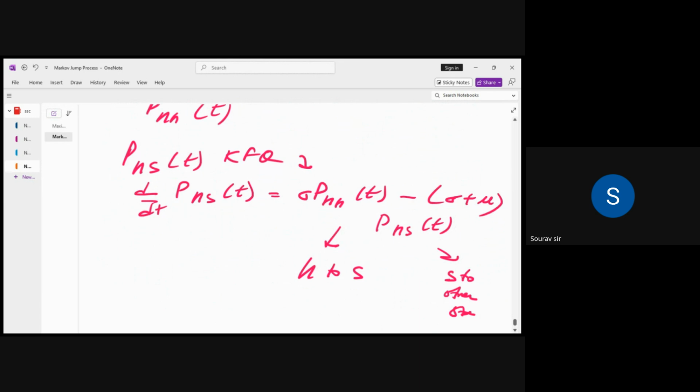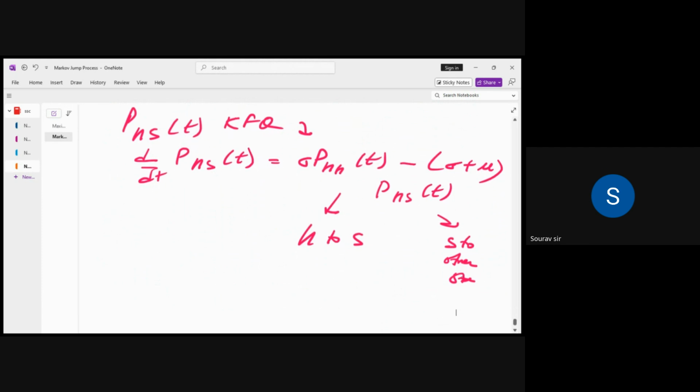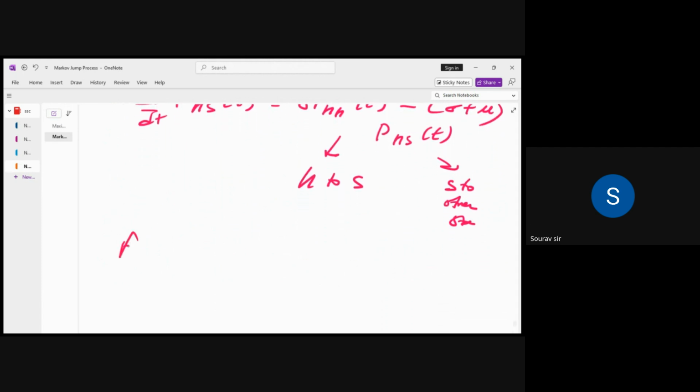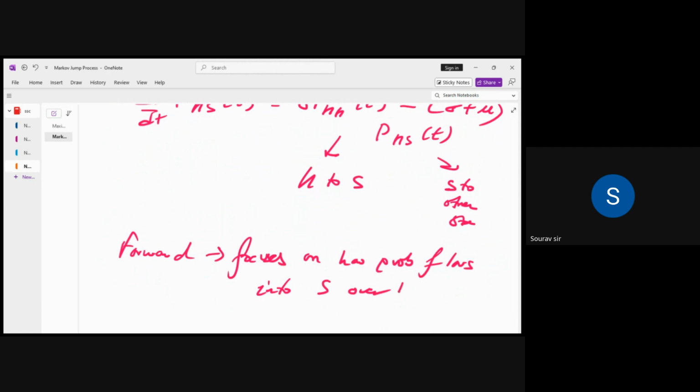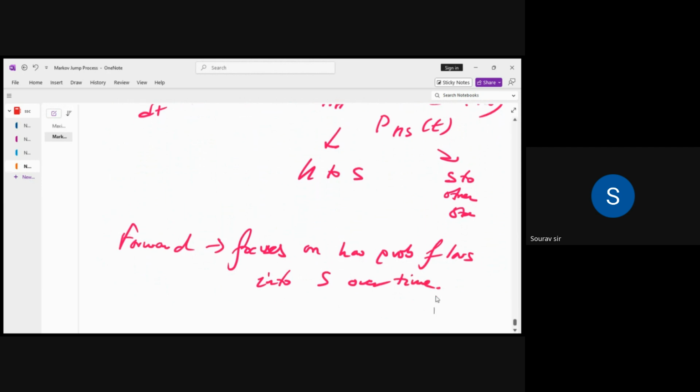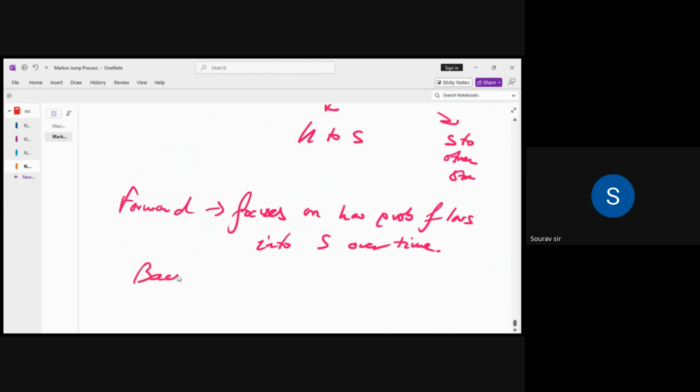And backward I have already discussed with you. So forward focuses on how probability flows into S over time. And what is backward? Backward focuses on how probability flows out of S over time.